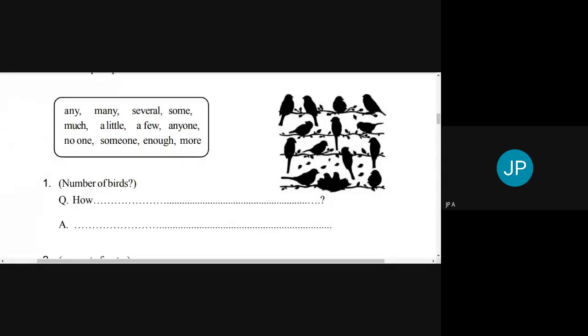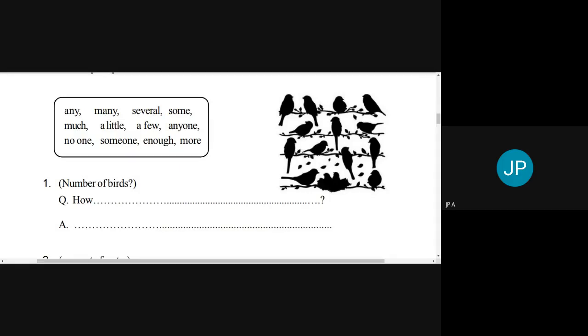What is the answer? Okay, there are more birds. Is there a more suitable word than more? Is there something more suitable than more? There are several. Very good. Several is a possible answer. Then there is a, yes. How do we say it in a sentence? How can we say it in a sentence? There are a few birds in the picture.